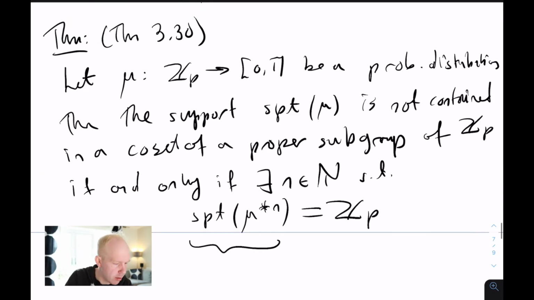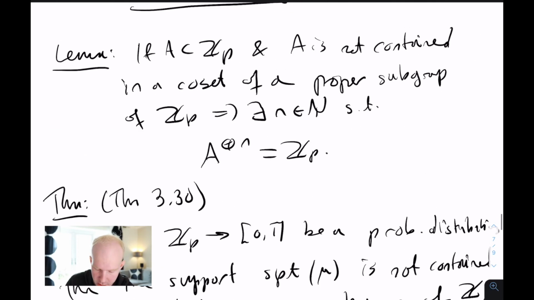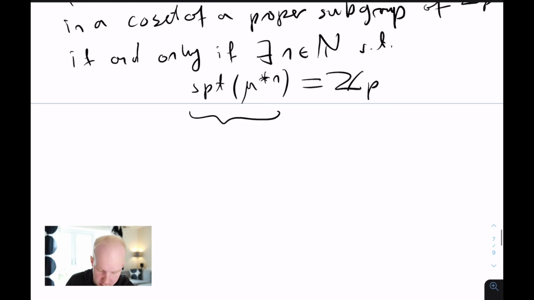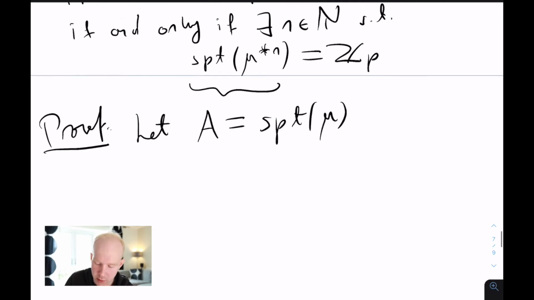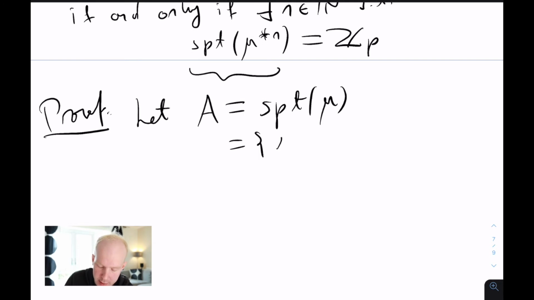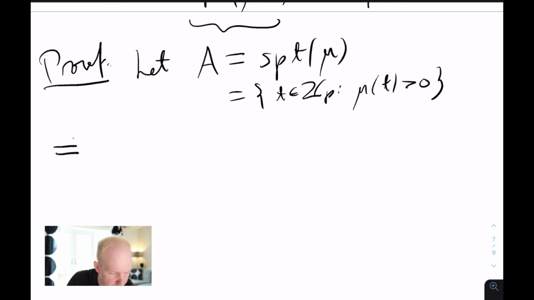And what we can do here is have the proof of this. We can use the previous lemma to prove this statement. So let's have a proof, and we apply it with just this support. Let SPT mu, the support, if you remember, this is just the set of points in ZP where the mu has positive mass. And let's prove the statement with this direction over here.